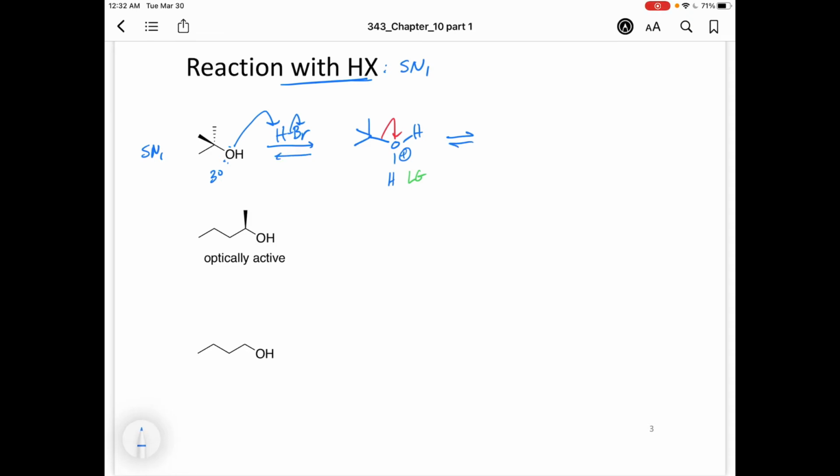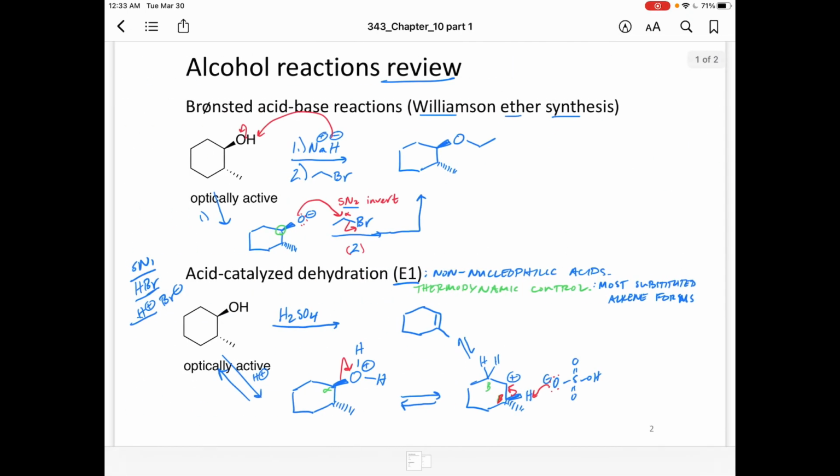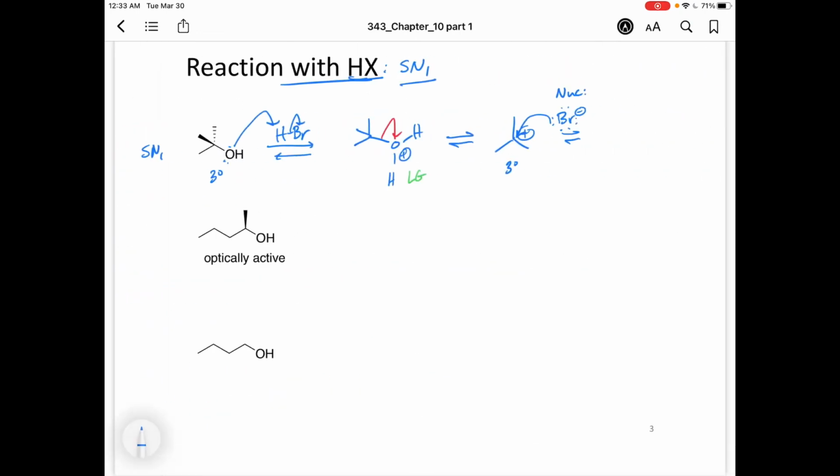This reaction, all the steps are reversible. We have a tertiary carbocation, and then we're going to take our Br minus. We're going to attack. Now this HX is a different kind of acid that is going to give us the SN1 product because we have this Br minus that is our nucleophile. Now, if we think about our previous slide where we were doing the E1 reaction, notice we were using a non-nucleophilic acid. It's kind of the key here.